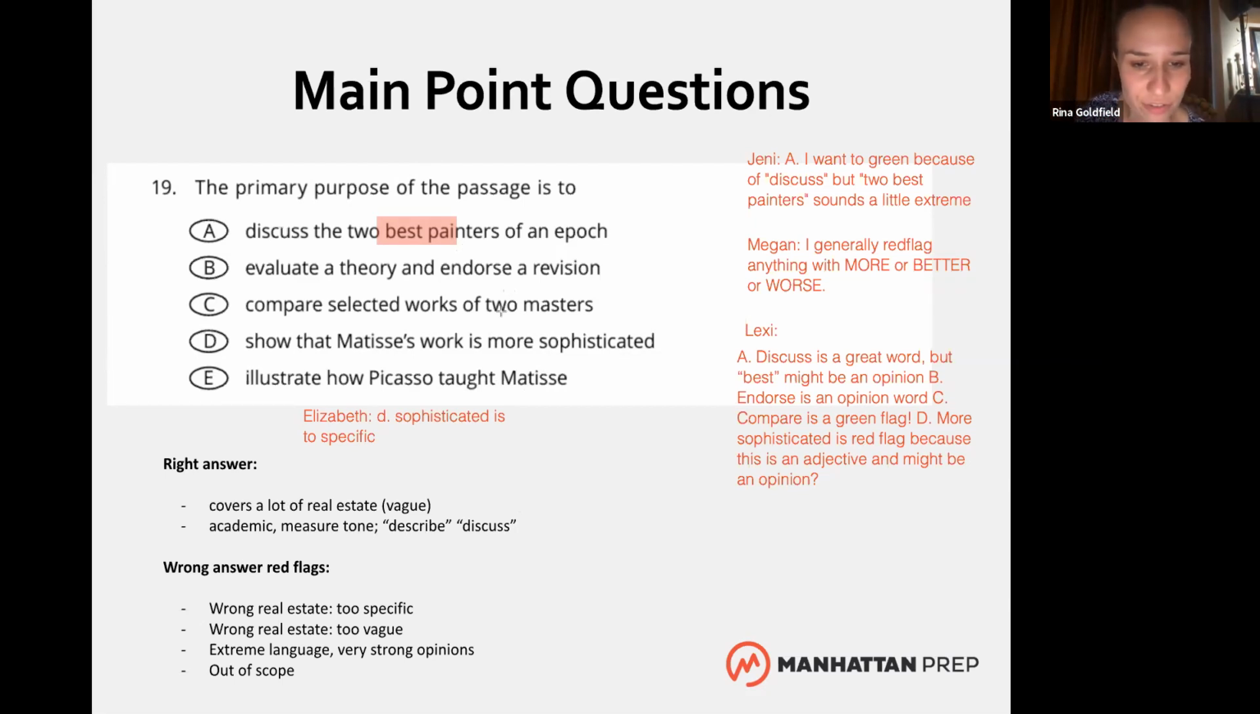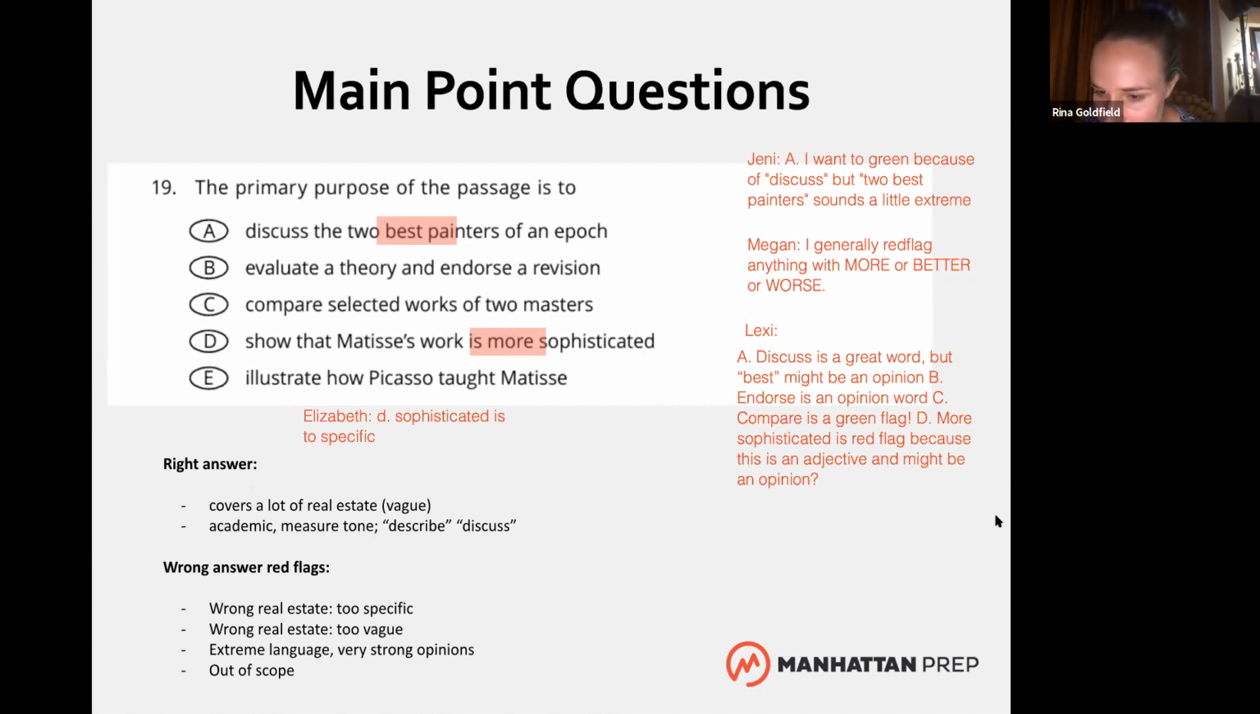Let's red flag that. So D, more sophisticated. Elizabeth had also noted that seemed a little bit specific. Lexi noted that more sophisticated is a red flag because it's more of an opinion. So a lot of folks are noting that seems a little bit strong of an opinion. Excellent.